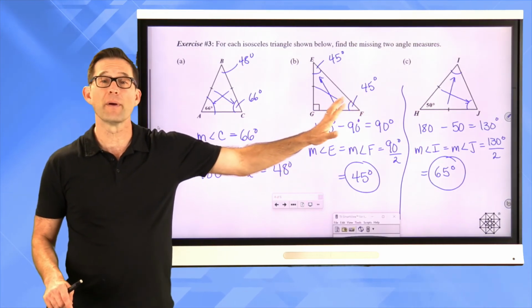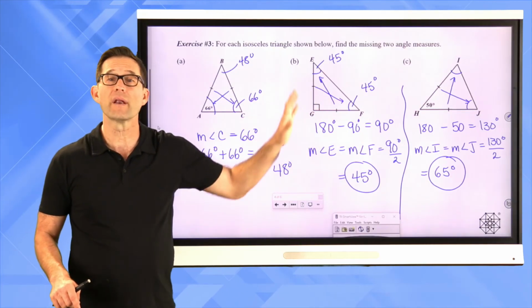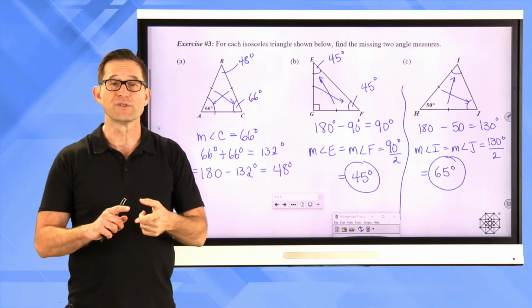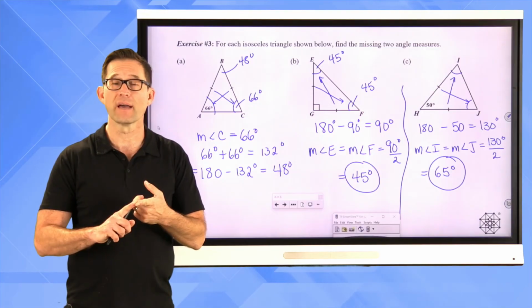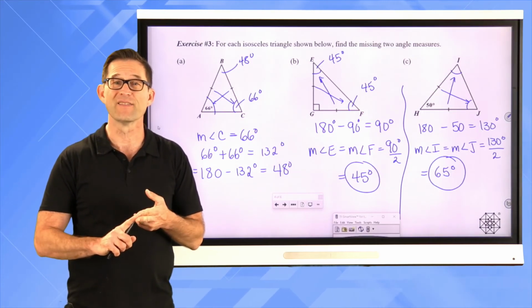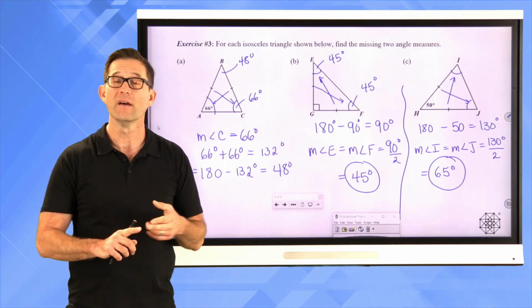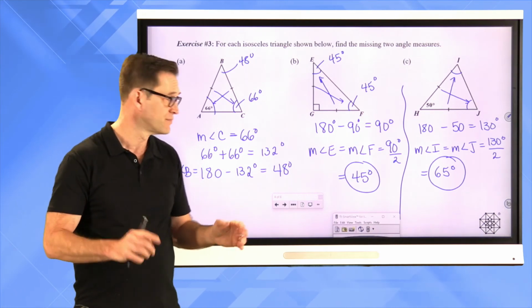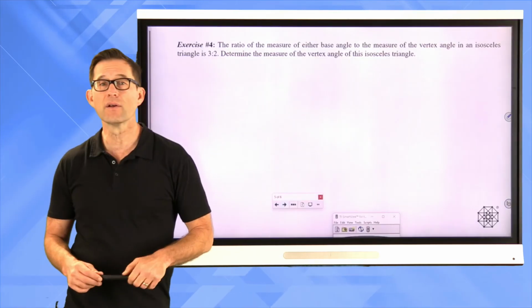And we have to be prepared to do this, where we're given one angle in an isosceles triangle and use two facts. One fact being that the base angles, or angles across from congruent sides, are congruent. And then the other fact that the sum of the three angles must be 180 to fill in all other angles. All right. Let's take a look at one more problem.